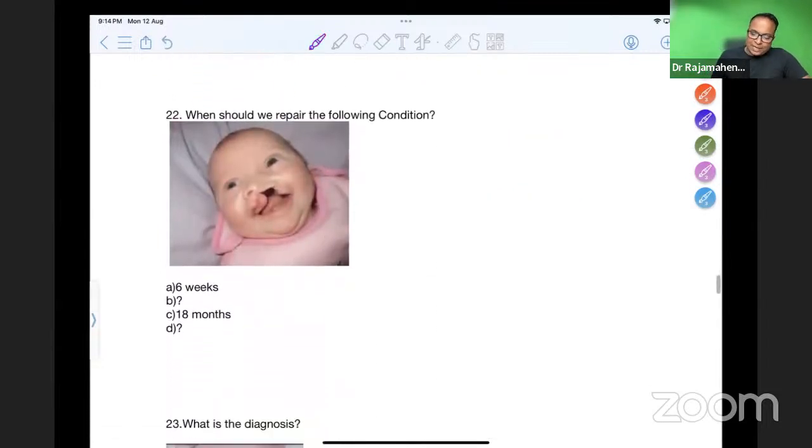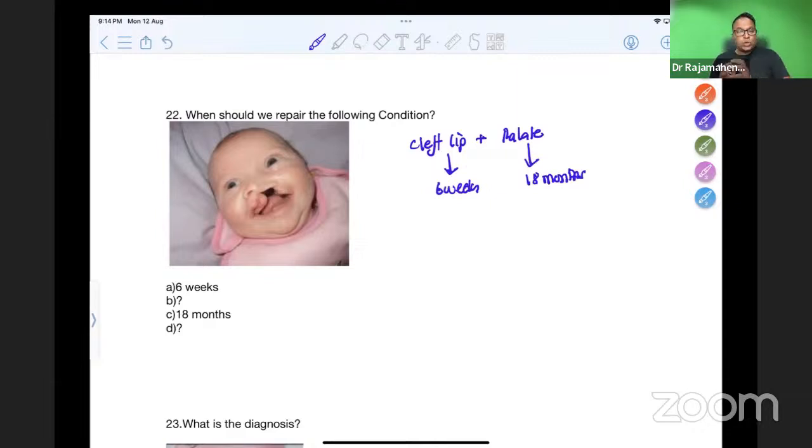So this is a cleft palate, a simple question. Cleft lip plus palate. A patient coming to you with a cleft lip will be operated at 6 weeks. A baby having a cleft palate will be operated at 8 months, 18 months. So when should you repair the following condition? This baby is having cleft lip and palate. In cleft palate, the hard palate is repaired at 18 months, but the soft palate should be repaired by 6 weeks. Why 6 weeks? Can you tell me?